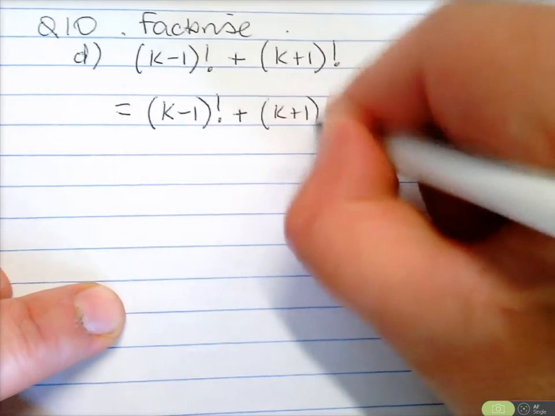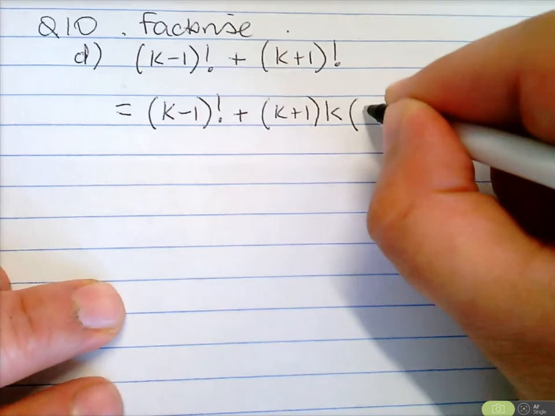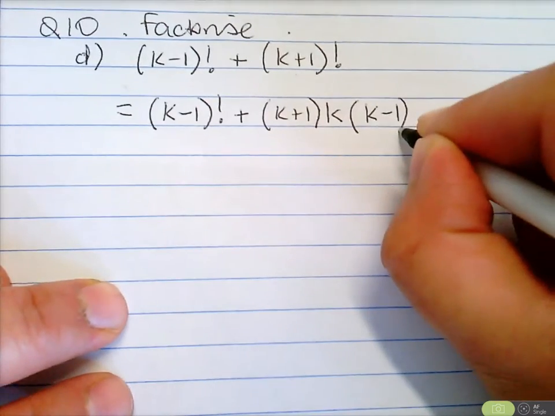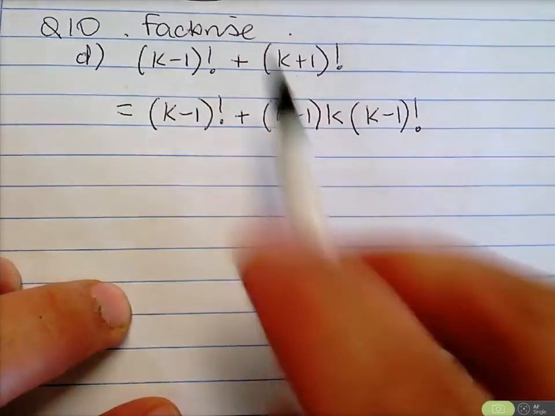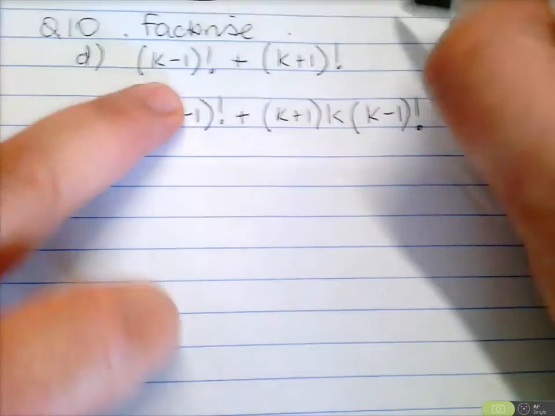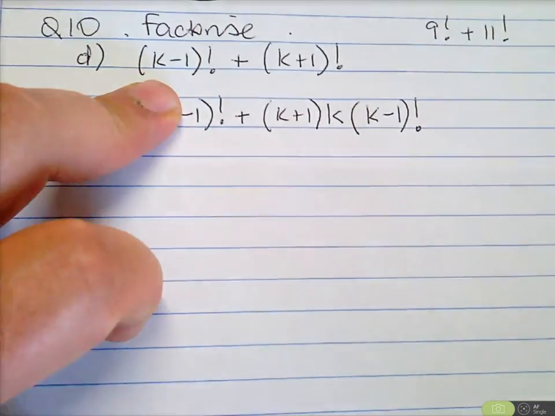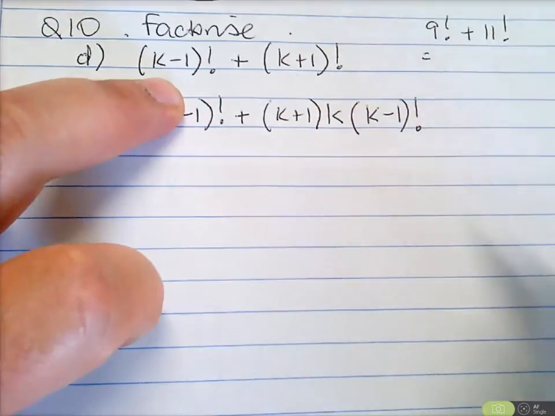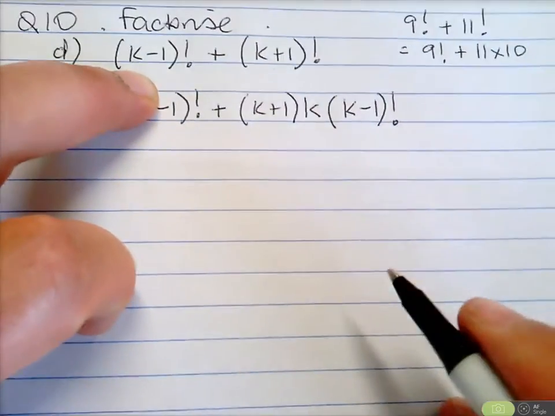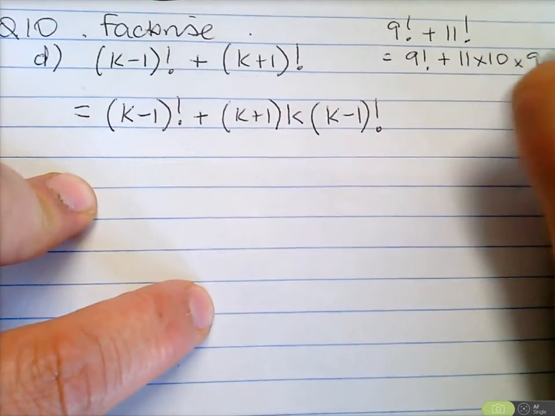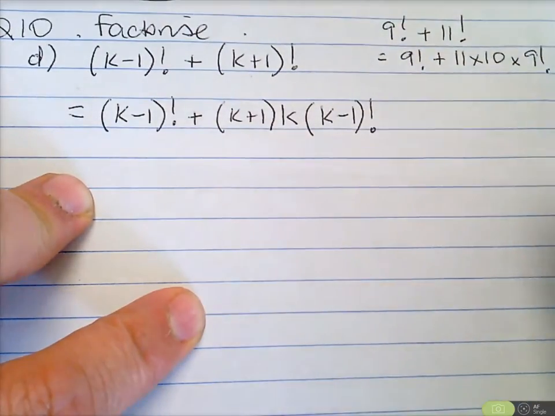K plus 1 times 1 less than k plus 1 is k. 1 less than k is k minus 1. Is that where I stop? Yeah. Factorial. Girls, k plus 1, it is like me doing this. I might say to you, factorize 9 factorial plus 11 factorial, or add them. You would say 9 factorial plus 11 times 10 times 9 factorial. Can you see I've got a common factor now? That is what I'm doing.